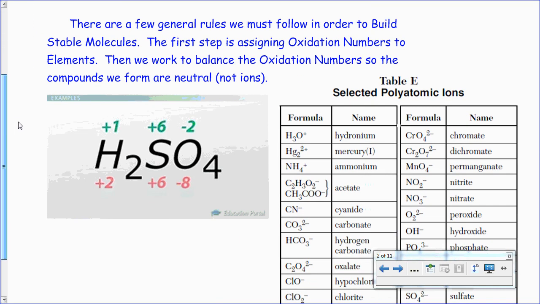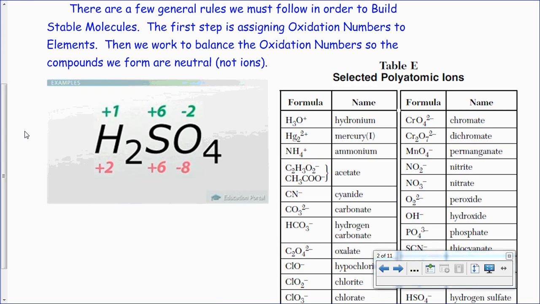An example here is H2SO4. Well, hydrogen has an oxidation state of +1. There's two of them, so that's why you have a +2 down here. Sulfur has an oxidation state of +6, and there's only one of them, so that's why we have the +6 down here. And oxygen has a -2 times 4, which makes -8. If you add +2 plus +6 minus 8, you get a big old goose egg, 0. But that's a good thing because it's a neutral compound, and that means that we did our job right.